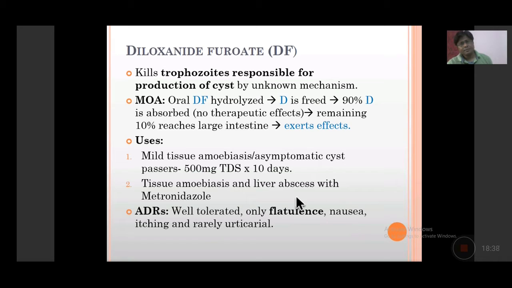It can be used along with metronidazole, and adverse drug effects are already almost similar to metronidazole, that is, tolerability is good. But the problem is that flatulence is one of the common problems which make patients less inclined to use this drug.